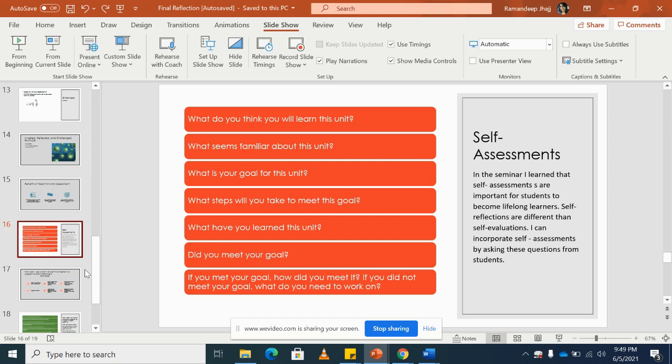And again, self assessments are very different from self evaluation. Before coming to the seminar, I thought they were the same thing. I thought self assessment was just solving math questions and checking your answers at the back of the textbook. After the seminar, I learned they are totally different concepts. Self assessment is basically directing the student to set goals, work on it, assess their learning, and become lifelong learners.